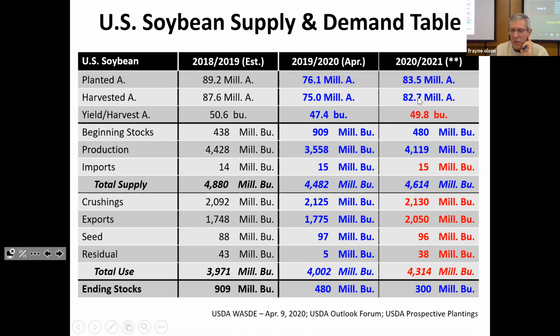Possibly, but more than likely, a lot of that will just drop down to the bottom line. So instead of 300 million bushels, you might have something closer to 375 or 400 million. That would take us back up to somewhat higher levels, but not substantial.